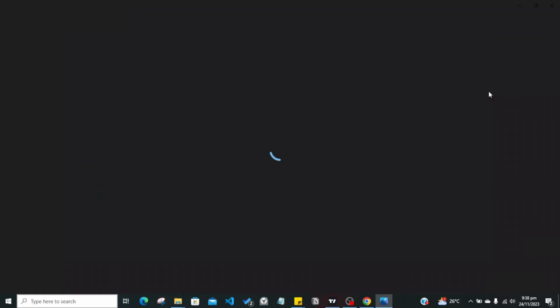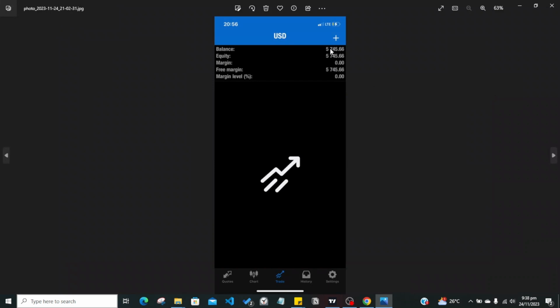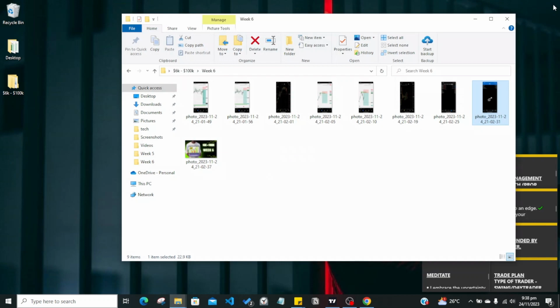And this is how we stand on the balance. We are at 5745, which is like negative 4% on the account. I'm still positive on my approach, and I'm still expecting to get back to the balance, and also trading following my risk management approach till I get up and reach the profit target I have for the account.